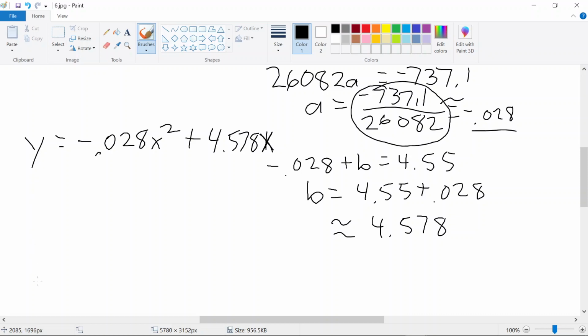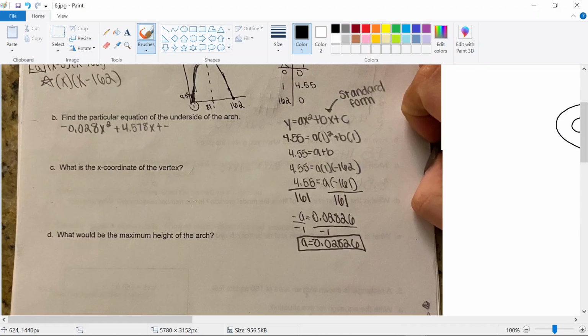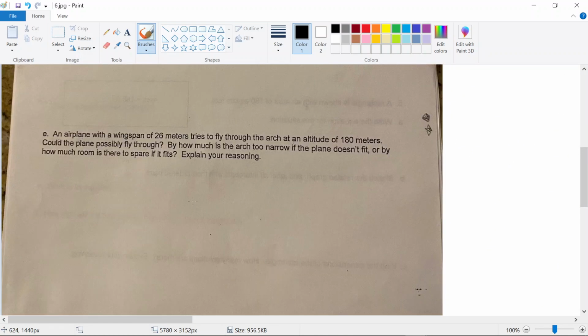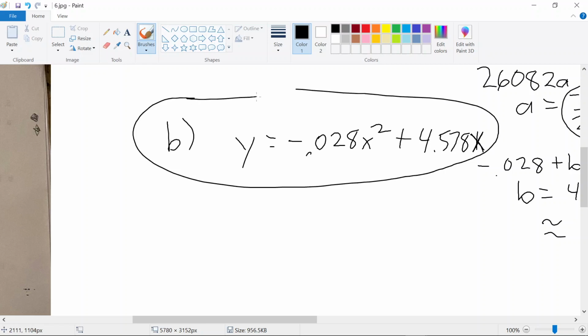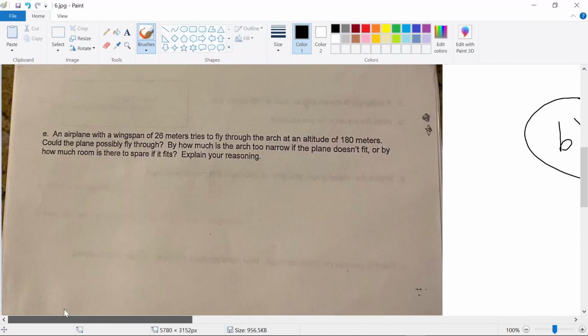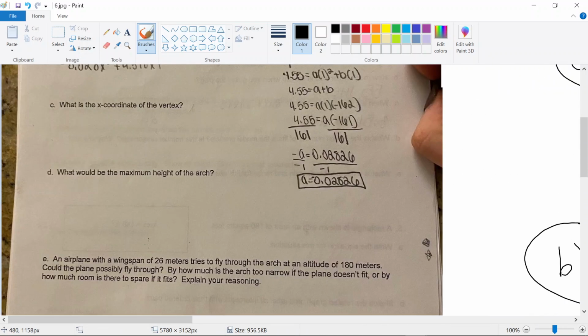So that's the particular equation, y equals negative 0.028 x squared plus 4.578 x. That's the answer to B. We've already graphed it, so there's B. Already got C. C is 81. It says what's the x-coordinate of the vertex? 81. How about D? What would be the maximum height?